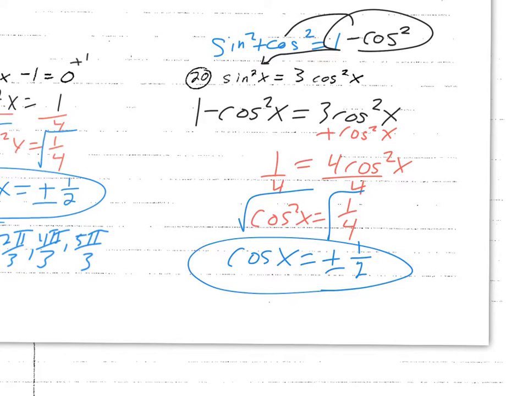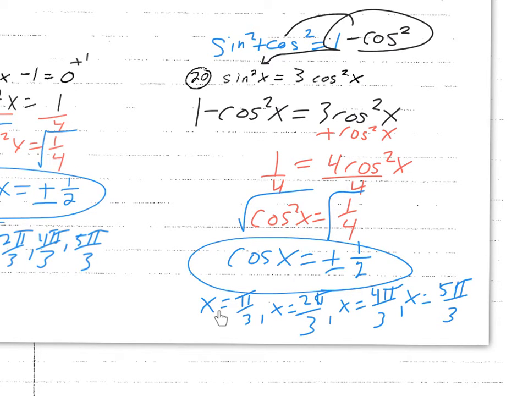So I'm just going to write in my final answers here, which are going to be x equals pi over 3, x equals 2 pi over 3. X could also be 4 pi over 3. And then last, x could equal 5 pi over 3. And instead of writing x every time, you could have just gone x equals and put commas between all of those.